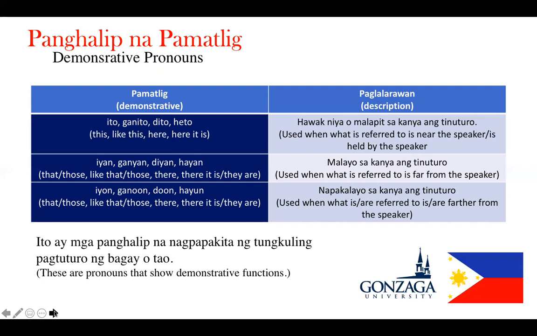And the last set is composed of iyon, ganoon, doon, and hayun. So these are far, and these are for farther things or persons being referred to. So let's use them in a sentence. Let's use ganoon. Ganoon ang sasakyan ko. Sasakyan means car.